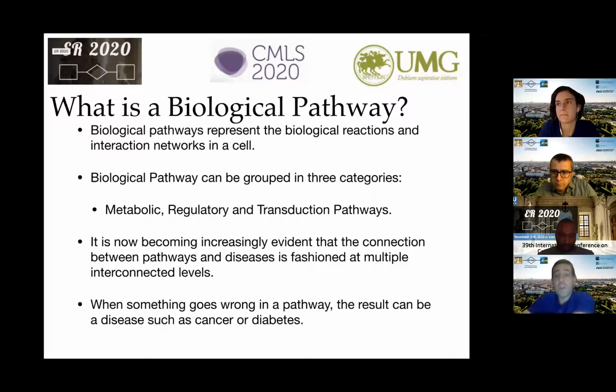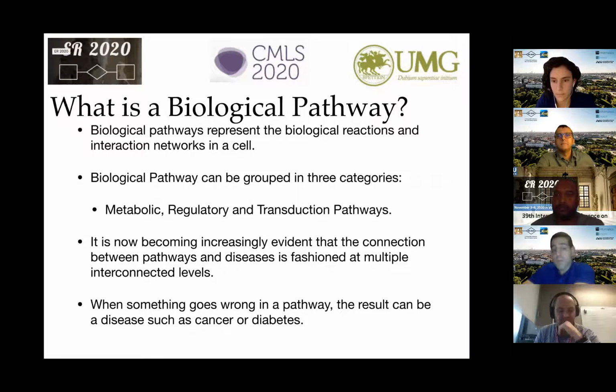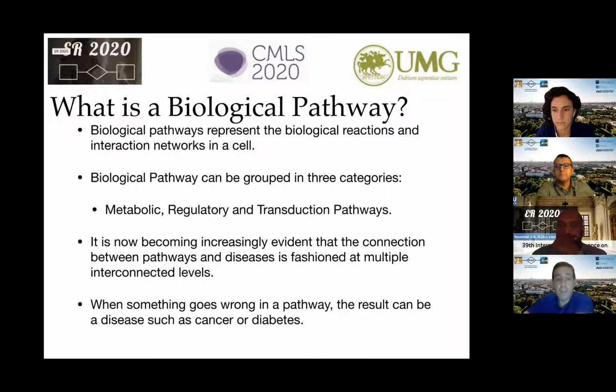So, what is a biological pathway? A biological pathway represents the biological reaction and interaction network in a cell. Biological pathways can be grouped in three main categories: metabolic, regulatory, and transduction pathways. It has now become increasingly evident that the connection between pathways and disease is manifested at multiple interconnected levels. This means that when something goes wrong in a pathway, the result can be a disease, such as cancer or diabetes.